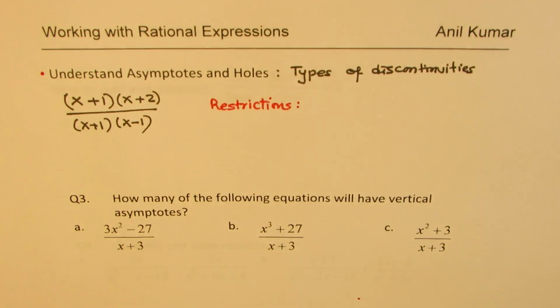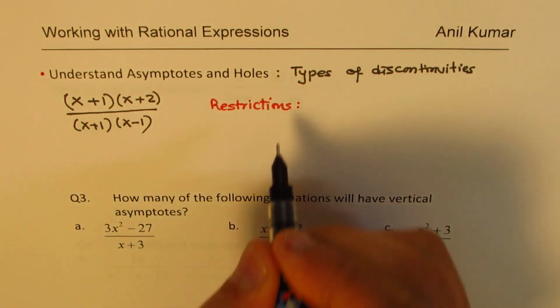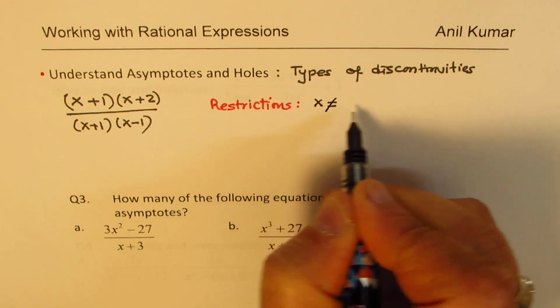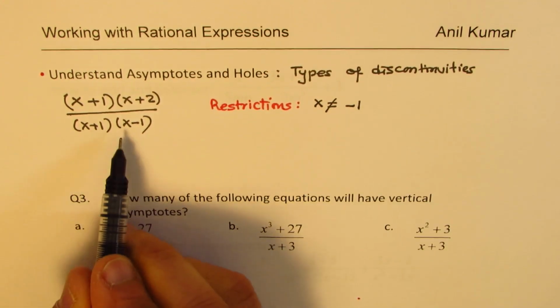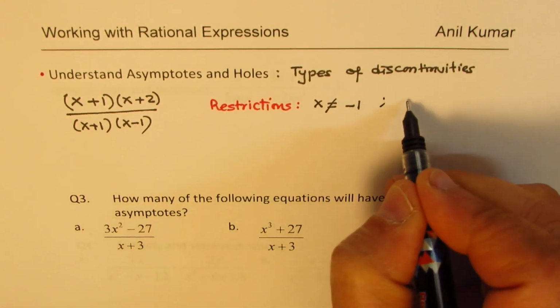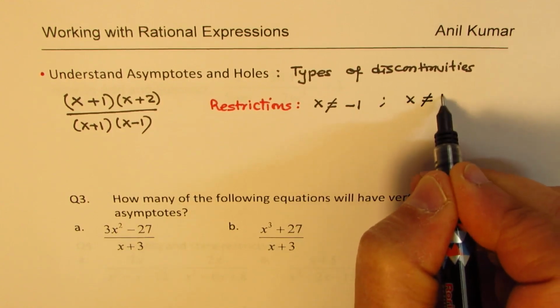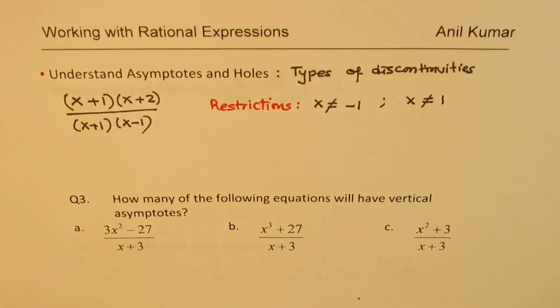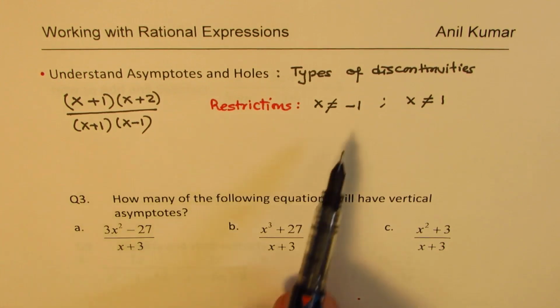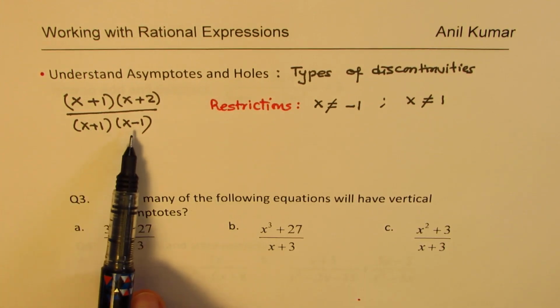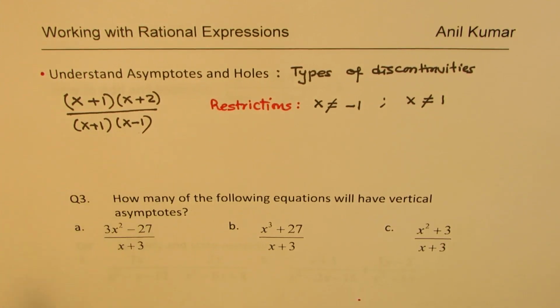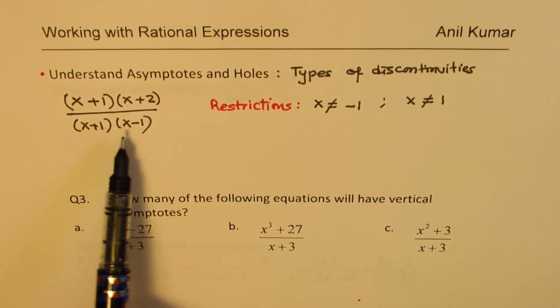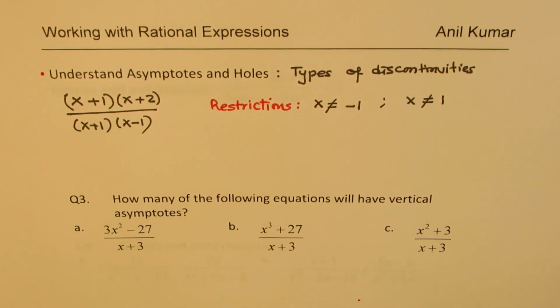Now restrictions are that x plus 1 cannot be 0, so x is not equal to minus 1. Also, x minus 1 cannot be 0, so that means x is not equal to 1. So we have two types of restrictions here. Both of them are actually giving you zeros for the denominator, right? From the very basic definition, denominator cannot be 0.